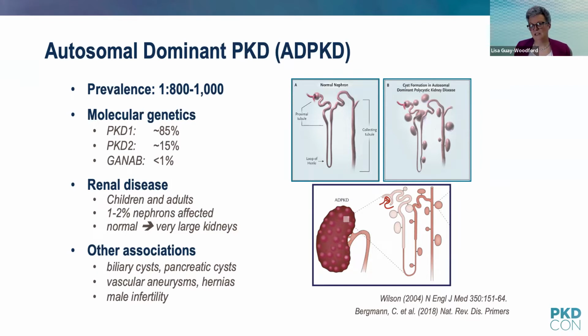Other associations in the dominant form of polycystic kidney disease you'll hear in the course of PKD Connect can be biliary cysts and pancreatic cysts, vascular aneurysms, hernias, and male infertility. But by and large, these are not clinically significant problems for children. In children, ADPKD is largely a kidney disease.